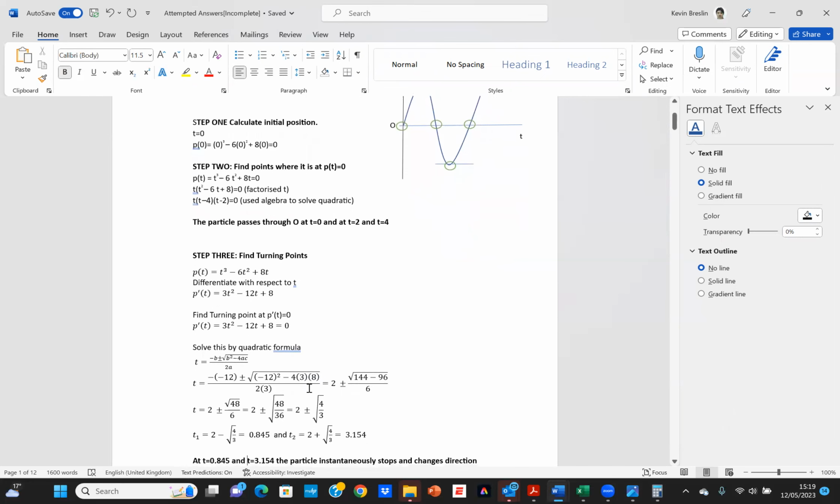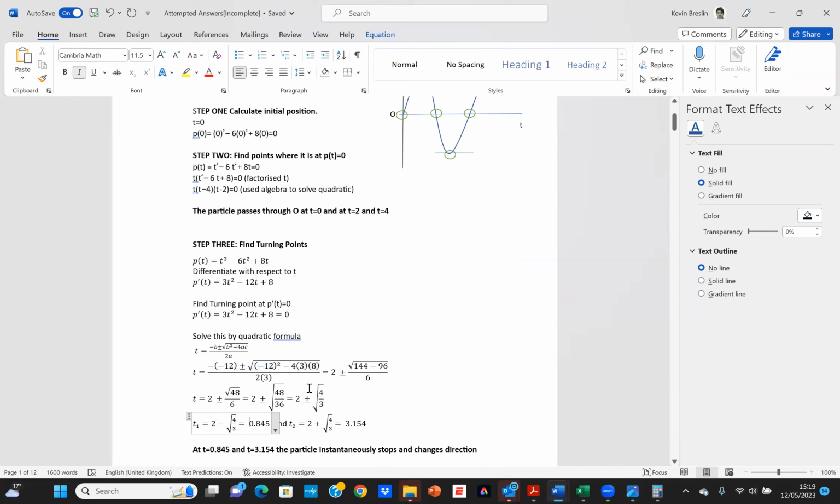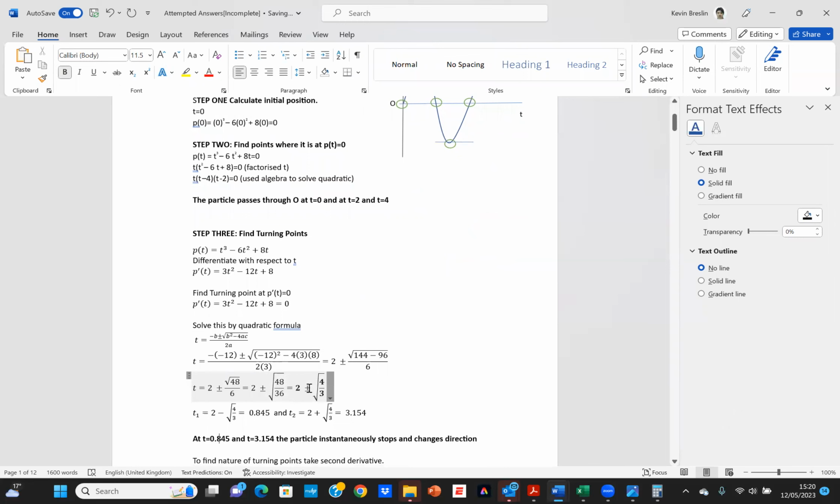And when we use the quadratic formula, you should be able to solve it with a calculator. I've sort of done the mental arithmetic here. Get 2 plus or minus 4 over 3. And that gives you 2 times. So we know that the particle instantaneously stops and changes direction at these 2 times. So I'm just going to make that look better by using the equation version of these. T equals, hold on, no, it's not, 0.845.